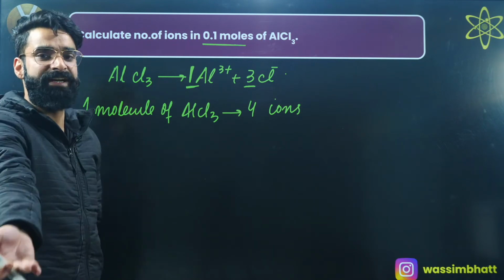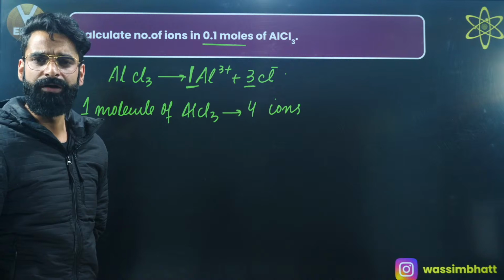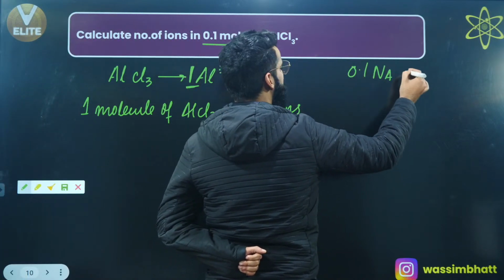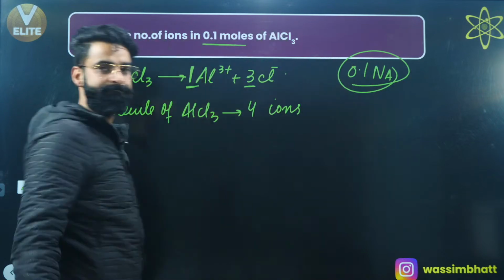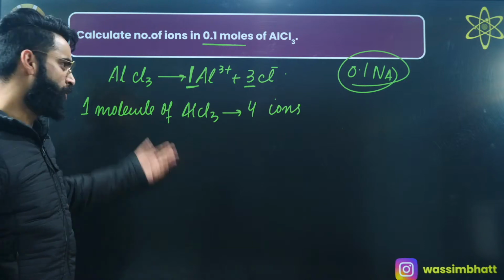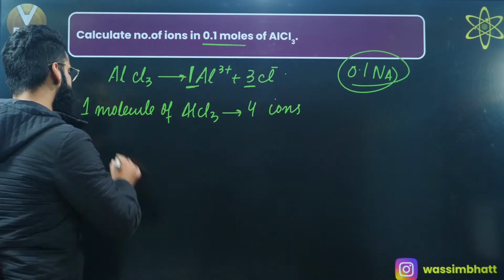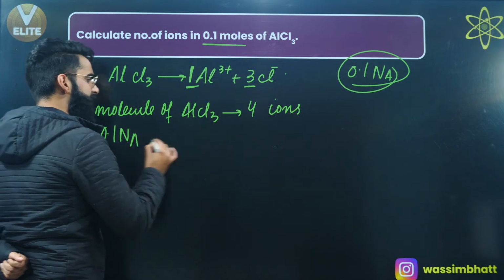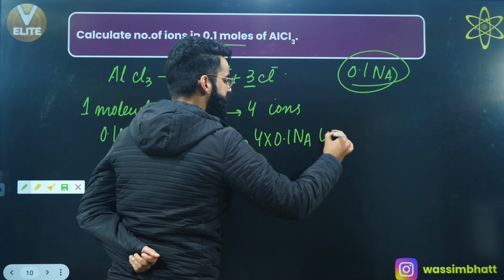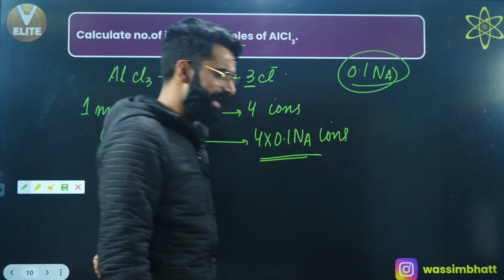First of all, let's calculate the molecules. How do we calculate the molecules? Multiply the moles with Avogadro's number, right? So basically, there are 0.1 Na molecules of AlCl3. We got to know one molecule of AlCl3 contains 4 ions. So 2 molecules will contain 4 multiplied by 2, 3 molecules multiplied by 3, 0.1 Na molecules multiplied by 0.1 Na. It's going to be 4 multiplied by 0.1 Na ions. So these many ions will be there in total in 0.1 moles of AlCl3.